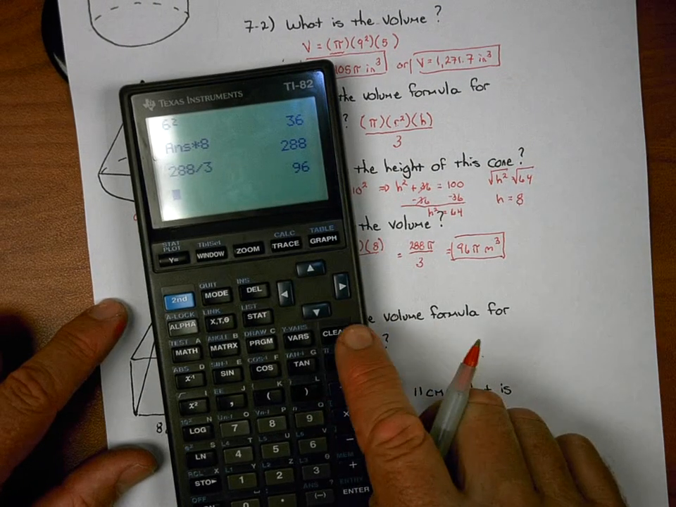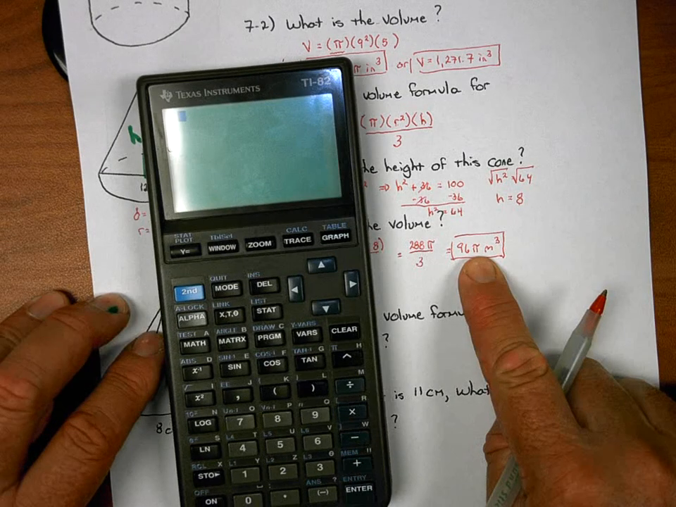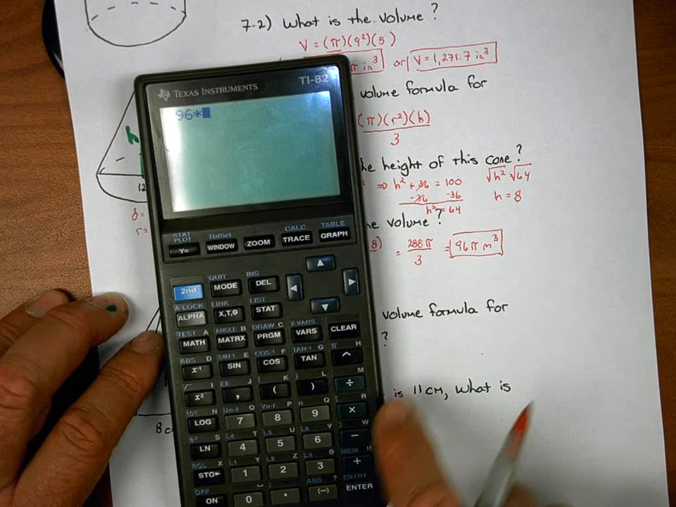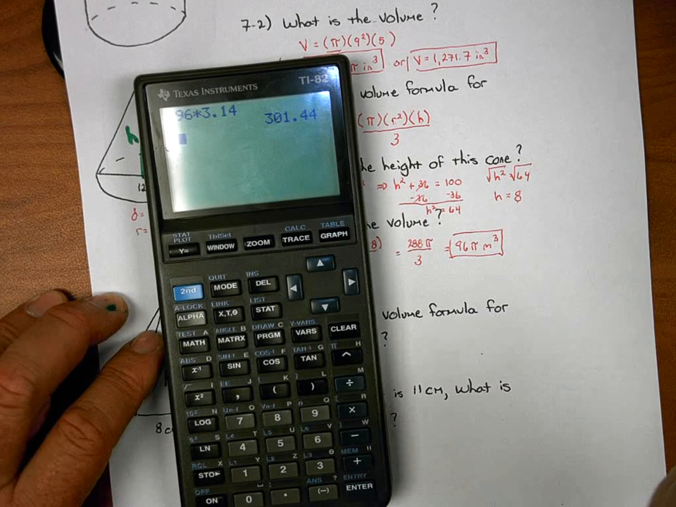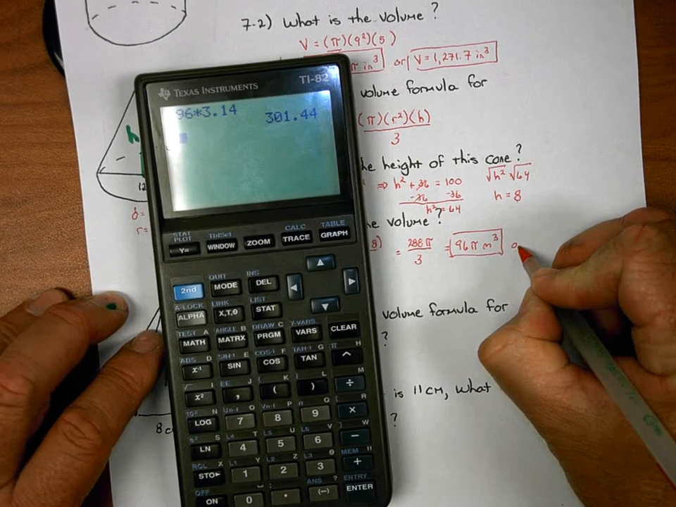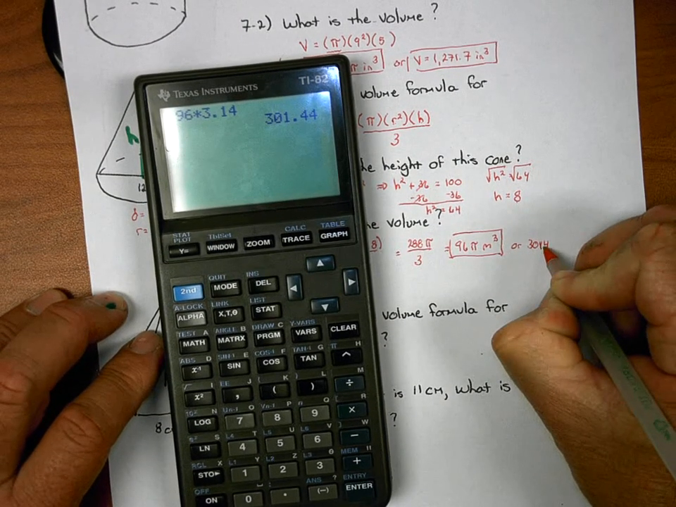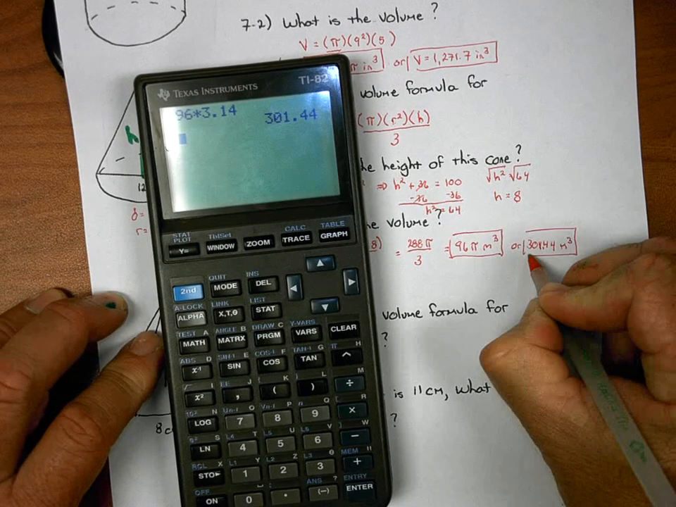Okay, but like we discussed in class, that freaks people out. People can't put a finger on that number. So if you want to multiply it out, 96 times, use 3.14 for pi, or use the pi function on your calculator, 301.44. 301.44 cubic meters. So either one of these answers would be acceptable.